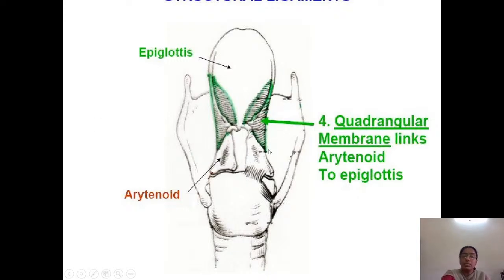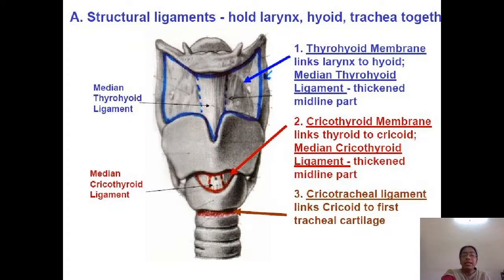This membrane is called the quadrangular membrane, which links the arytenoid to the epiglottis. The arytenoid is the paired cartilage which is linking. This is a membrane which attaches the arytenoid cartilage to your epiglottis, and it is called the quadrangular membrane. So posteriorly, the membrane is the quadrangular membrane. When you see anteriorly, it is the thyrohyoid, cricothyroid membrane, along with the ligaments, that is cricotracheal, median cricothyroid, and median thyrohyoid ligaments.